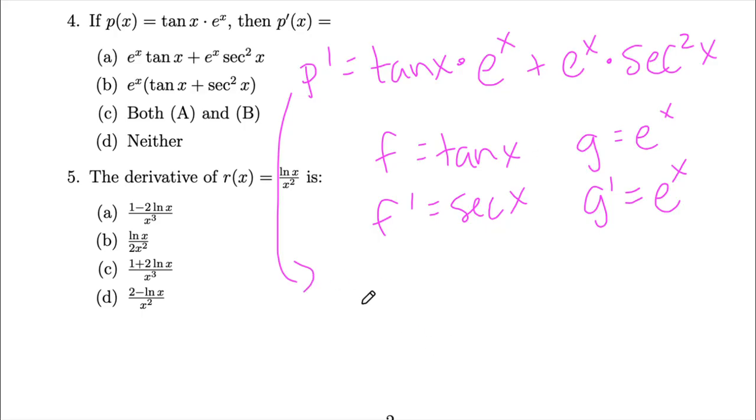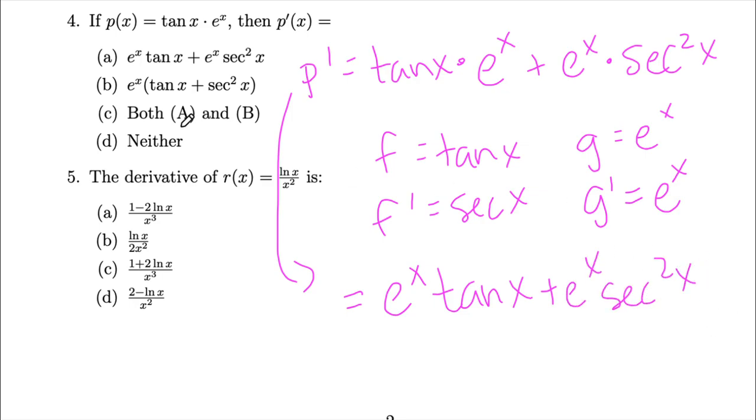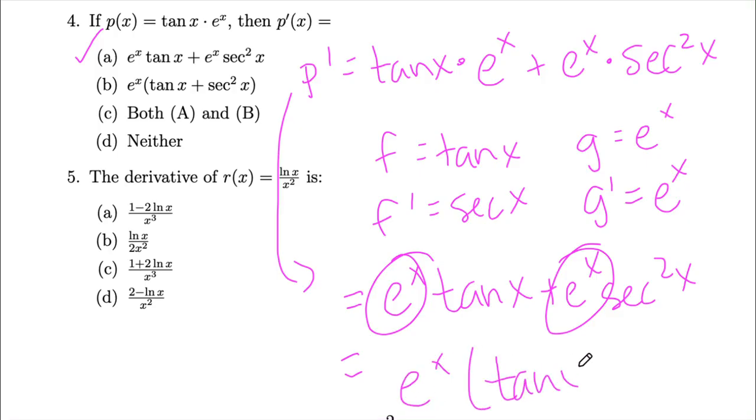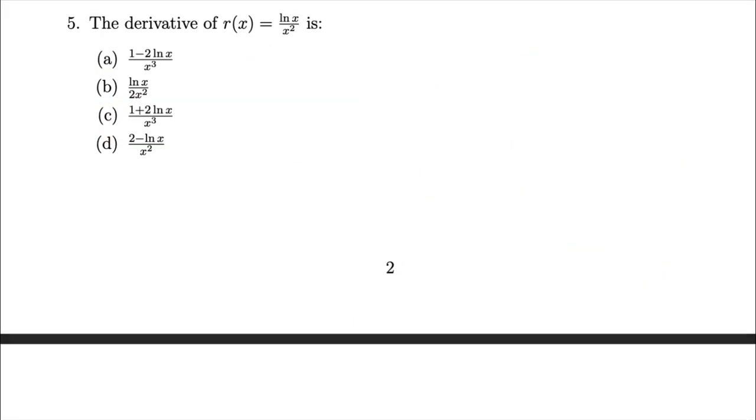So let's just rewrite it with e to the x in front, so it's nice and pretty. So there we go. It looks like this would be equivalent to answer choice A. However, we could also simplify this by factoring out our GCF of e to the x. So we could bring that out front and we would be left with this here, which is answer choice B. So the correct answer here would be C, which is both A and B.